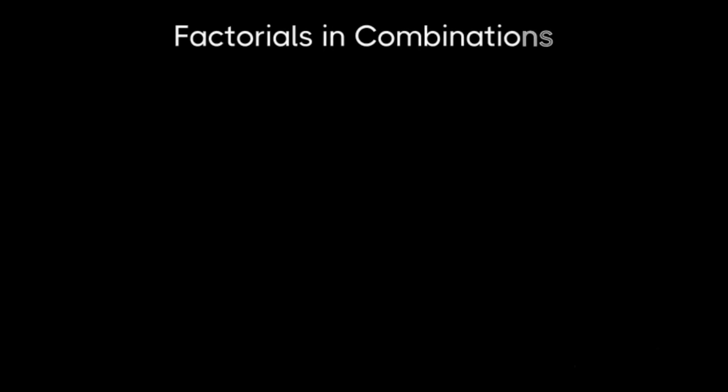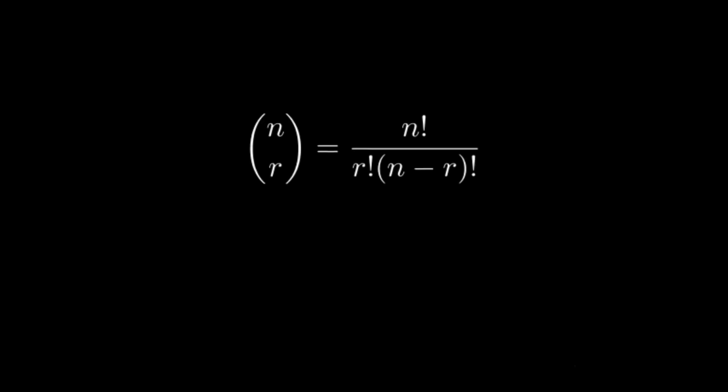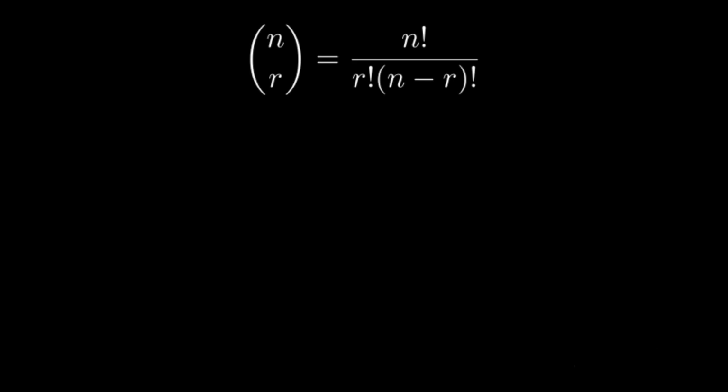Let's explore the connection between factorials and combinations, which will help us understand why 0 factorial equals 1, a seemingly counterintuitive mathematical truth. This is the combinations formula, written as n choose r equals n factorial divided by r factorial times n minus r factorial. It calculates how many ways we can select r objects from a set of n distinct objects, where the order doesn't matter. Let's work with a concrete example.